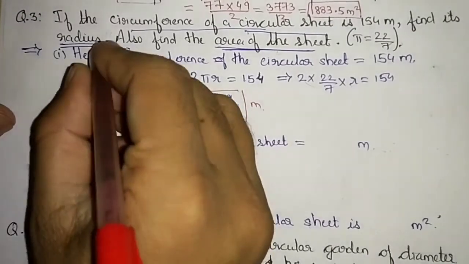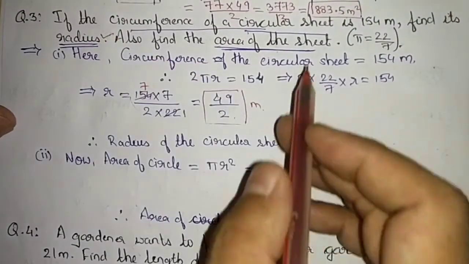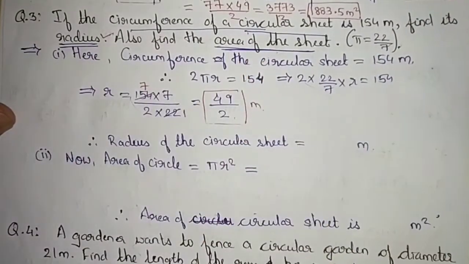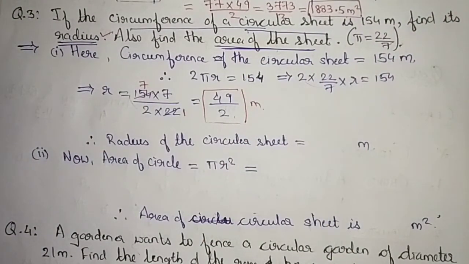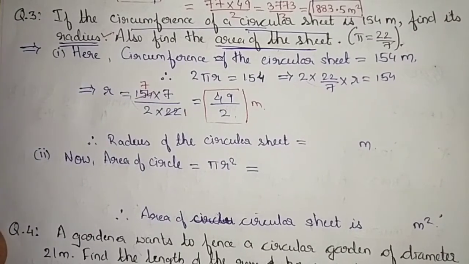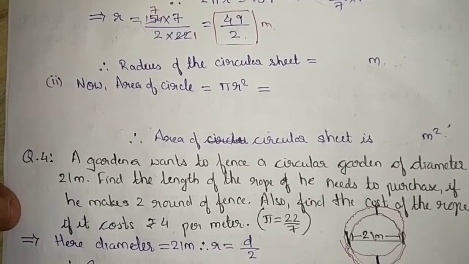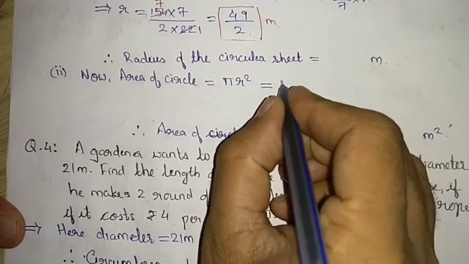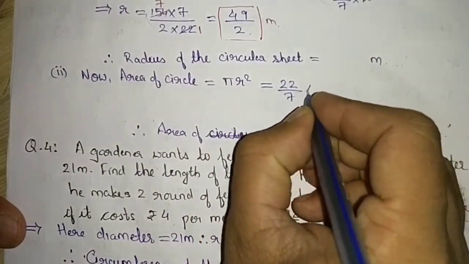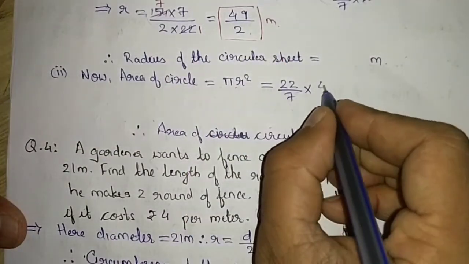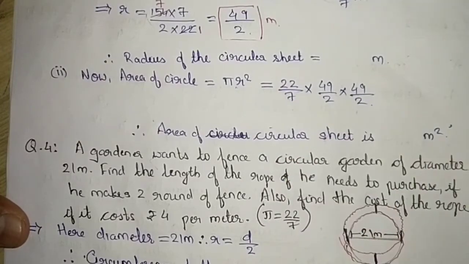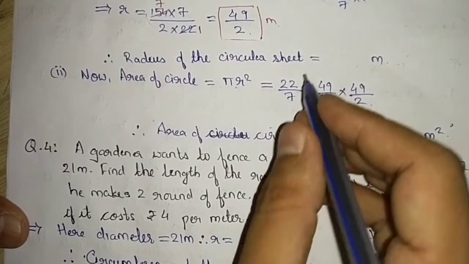Now, radius we have found. Now we will move to the area of the sheet. And area of the sheet is nothing but area of circle, because it is in the circular shape. So area of circle is pi r square. And putting in the formula, pi is 22 by 7, r is 49 by 2. But since it is r square, so I will write 49 by 2 into 49 by 2.